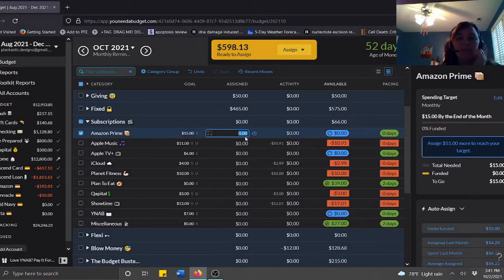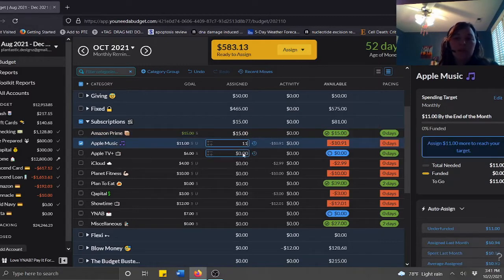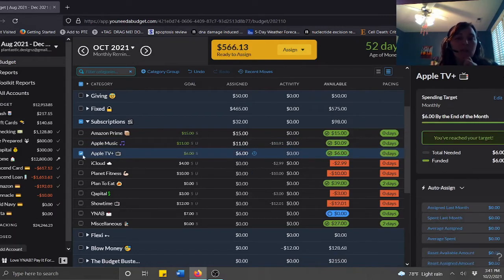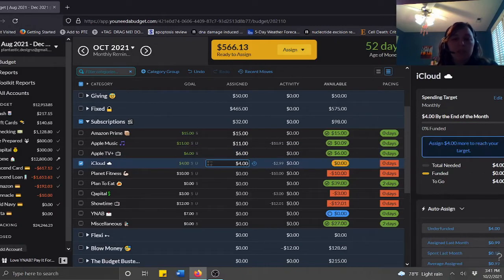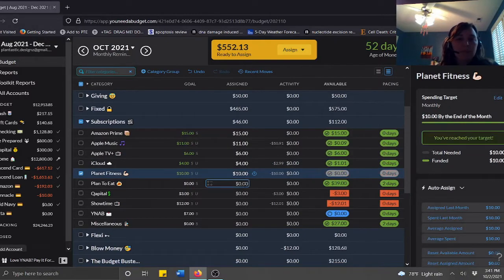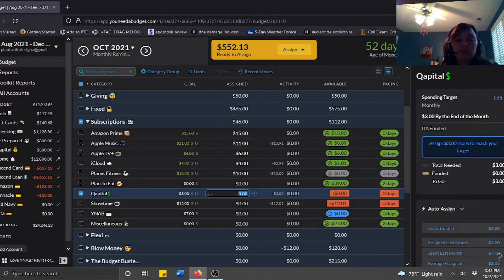Subscriptions, Amazon Prime, I need 15 for the month. Apple Music, 11. I need $6 for Apple TV, which I don't have yet, but I'm trying to see if I want to get it. So I'm just going to go ahead and set that aside in case I do get it. $4 for iCloud, $10 for gym membership. That's already fully funded. Plan to Eat is an app that helps you meal plan. It was recommended to me by What Was Mommy Thinking? Capital, that's $3 a month.